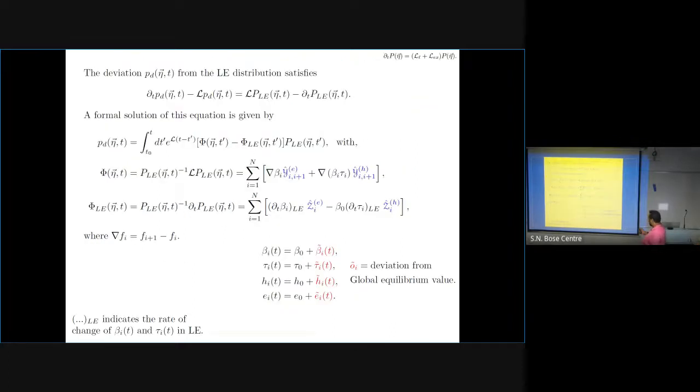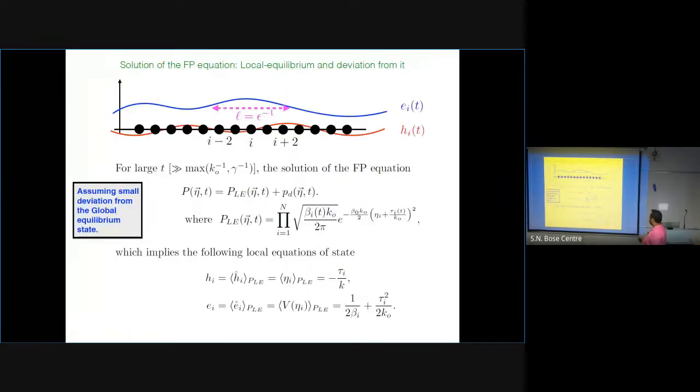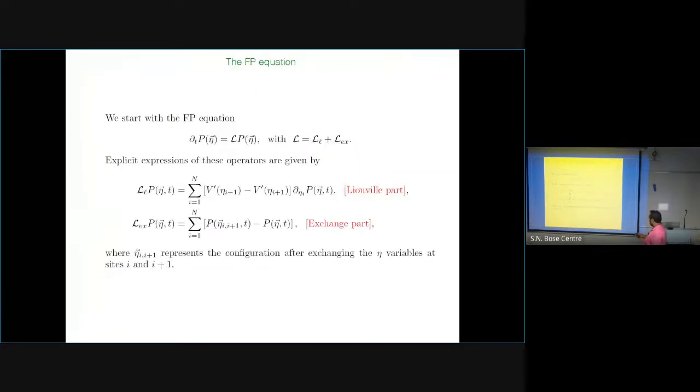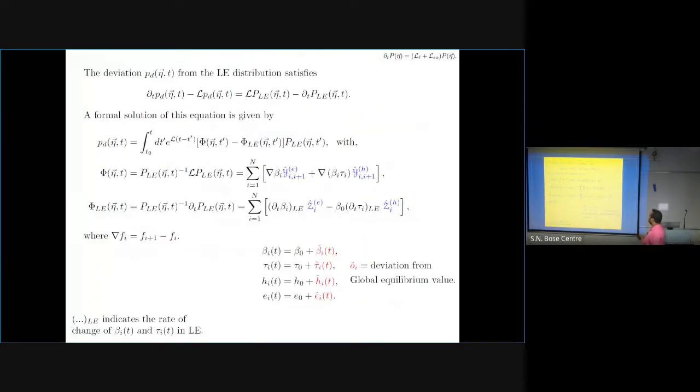Now the deviation: if I put this solution into the Fokker-Planck equation, where is the Fokker-Planck equation? Here, then I can write down the equation for the deviation. The equation for the deviation is basically del delta P by del t equals L, with this local equilibrium term acting on it, and the time derivative of the local equilibrium distribution. Okay, simple calculation. And one can write down a formal solution of this equation. Basically, you just evolve with this e to the power L t operator of the inhomogeneous term. This term is known because I have made an assumption of the form of P_LE.